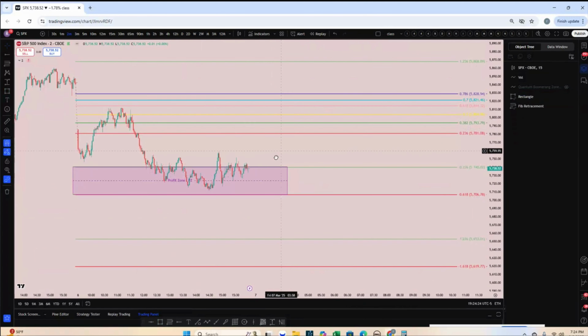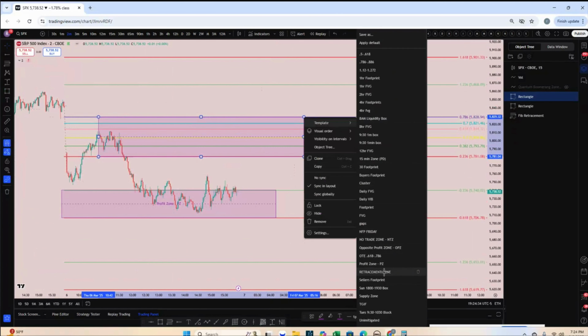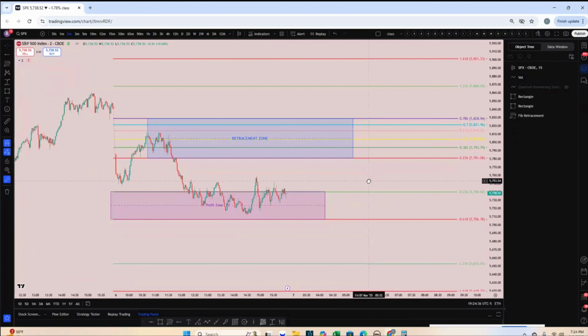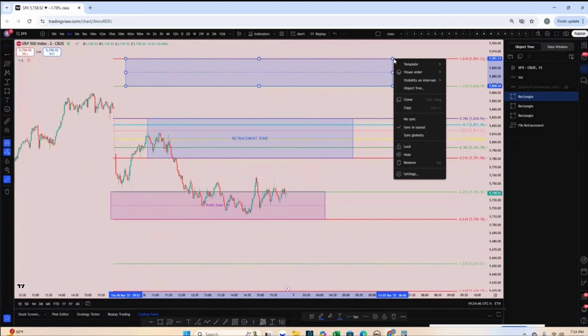This is if we gap down. Your retracement zone, right, is going to be this area here. This is your retracement zone. Your opposite profit zone is going to be your positive coefficient starting with 1.236.